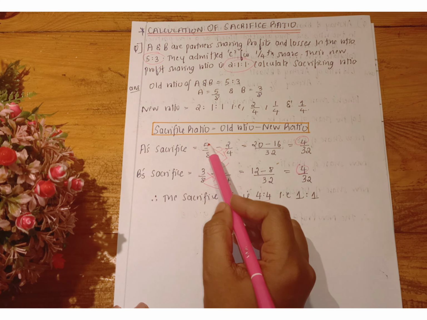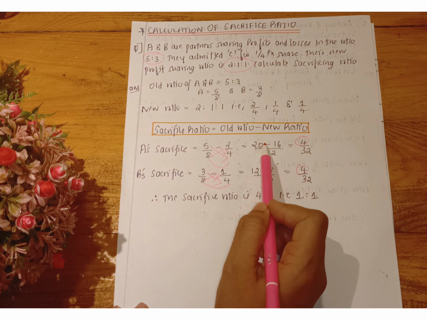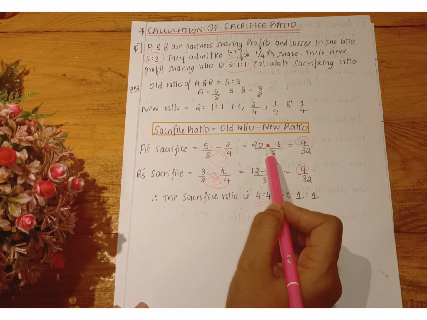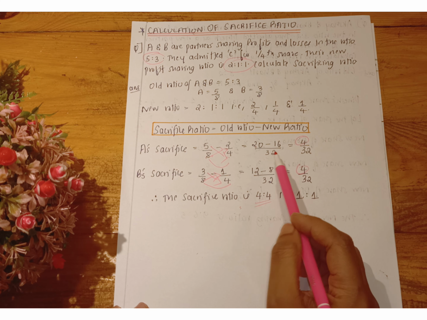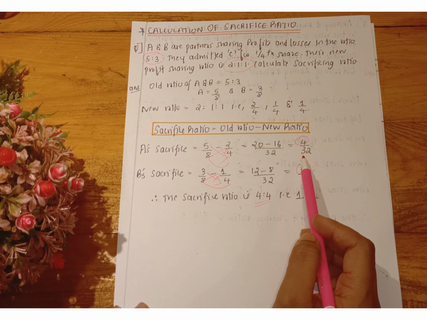Now as we have a minus sign over here, you cross multiply. You see the arrows. Always multiply from this side. 5 4s are 20 minus 8 2s are 16. Divide by 4 into 8, 32. So you will get 20 minus 16, 4/32.